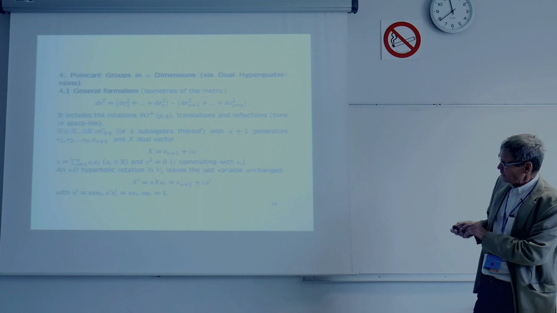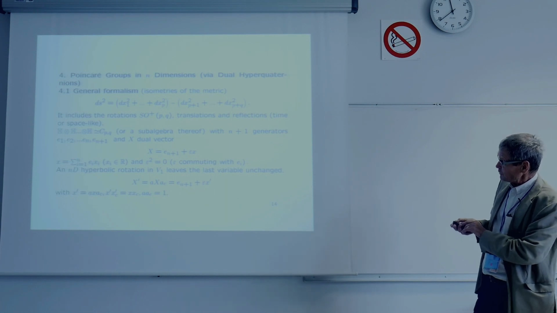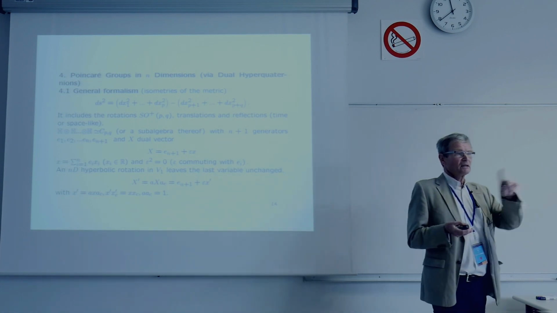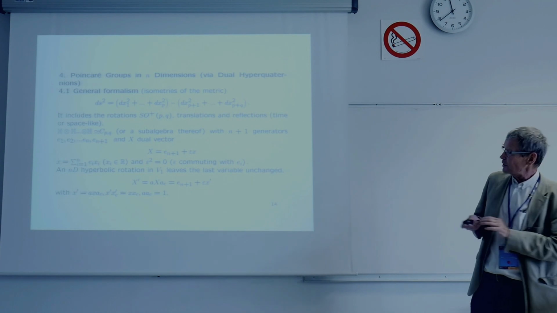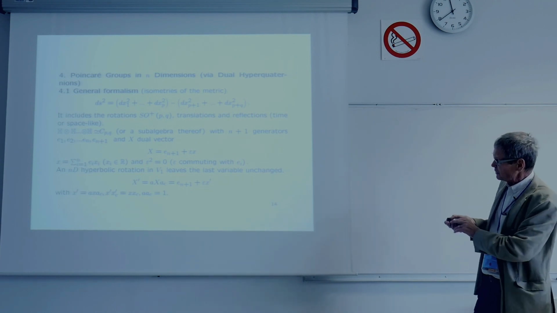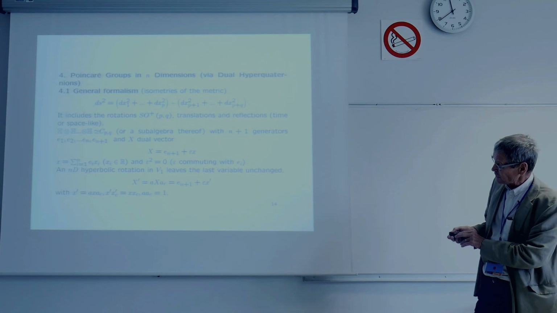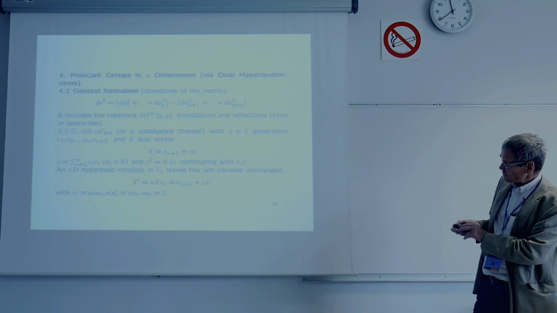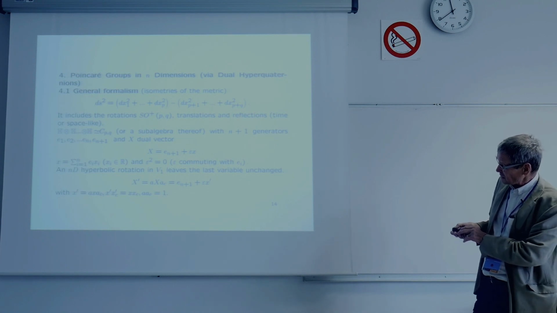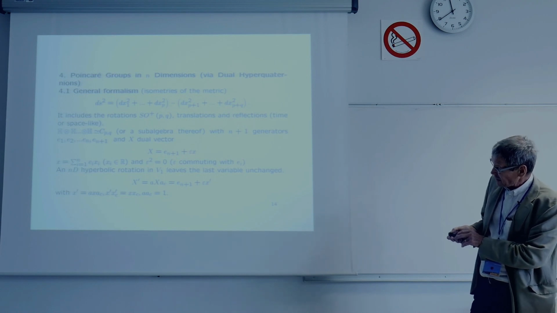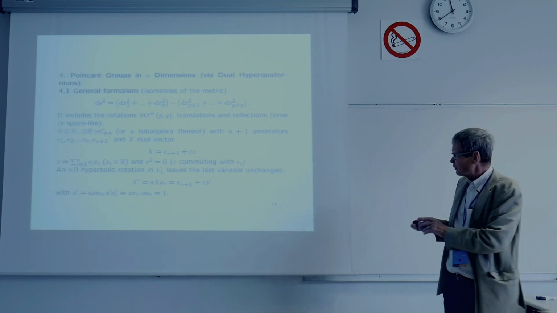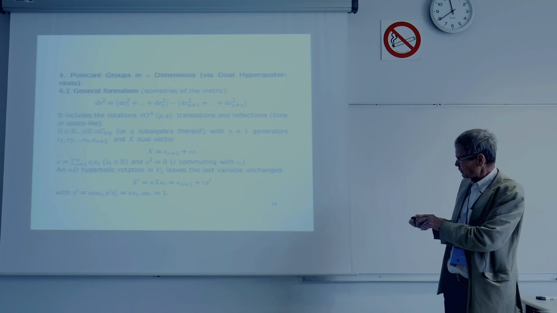So we start from a hyperquaternion algebra, and we want the Poincaré group in n dimensions. We add one dimension, so we take a hyperquaternion algebra with n plus 1 generators. We add one generator and take the corresponding algebra, and we introduce a dual vector like this. This is the extra dimension and epsilon x, where x is just a vector in n dimensions, and epsilon squared is 0, commuting with all other quantities.